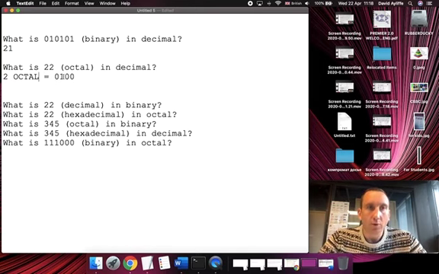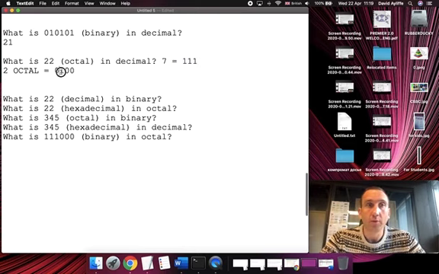Now, because it's octal, we don't need this fourth bit. The maximum number we can have in octal is 7, which is 111. So we only need 3 bits to represent the maximum value in octal.